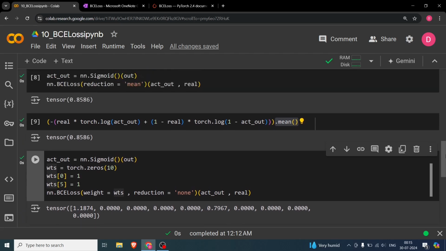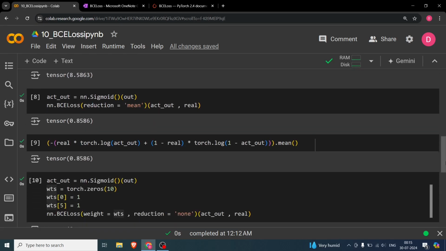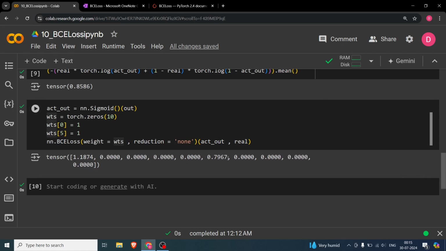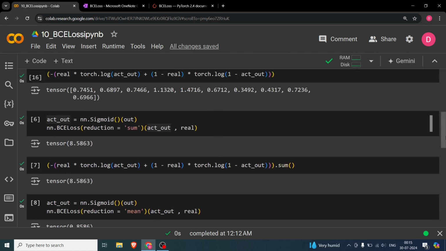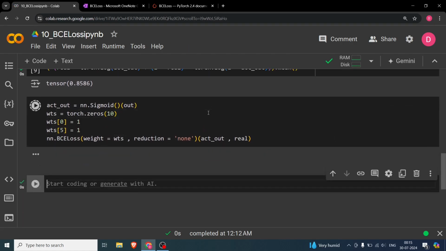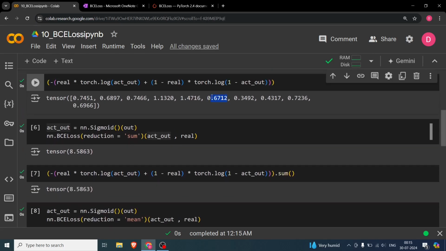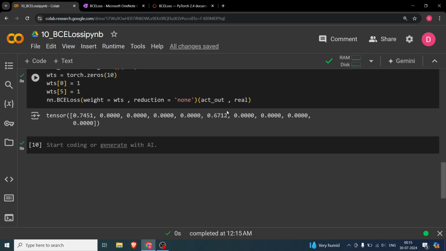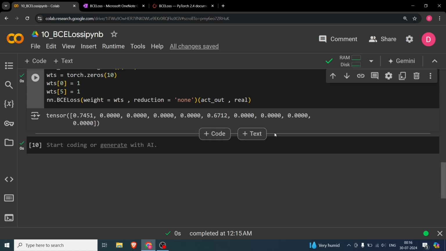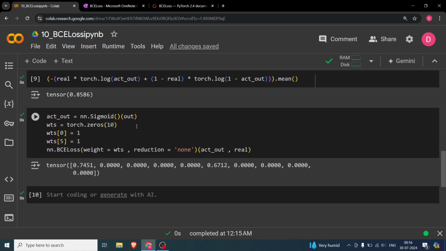Now these are the same numbers that you had over here, that is 0.7451 and 0.6712. You can see they are same. Oh sorry, not the 67, 0.7967 if you remember over here. Here also you will have somewhere. Okay, wait, I have not run this, that's why it's different. Yes, so now you can see over here 0.6712, 0.6712, here also 0.6712, and here is 0.7451, here also you can see 0.7451.